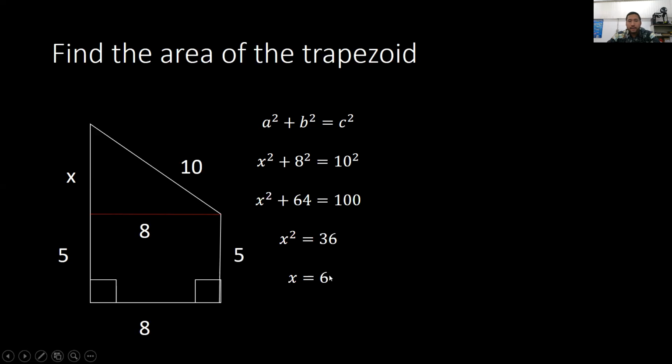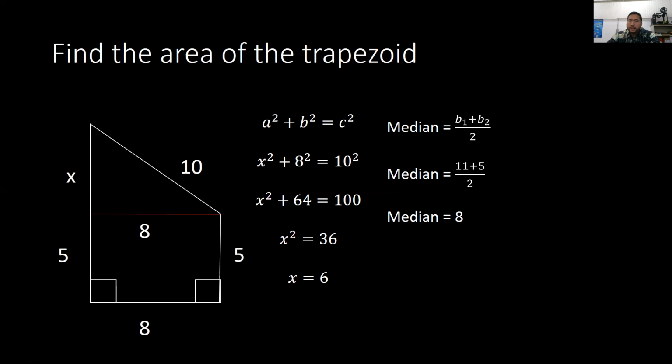Now we can plug x equals 6 into this x. So 6 plus 5 is 11. Now we plug them into the median formula, which is base 1, 5, plus base 2, 11. Then divided by 2, which is our median. Then we're using the formula for trapezoid, which is median times height, which is 8 times 8. The answer is 64. All right, that will conclude this video.